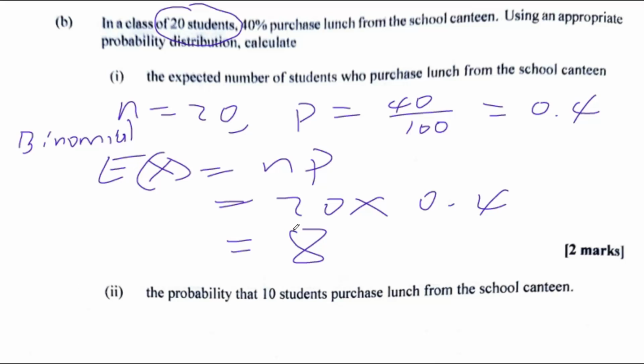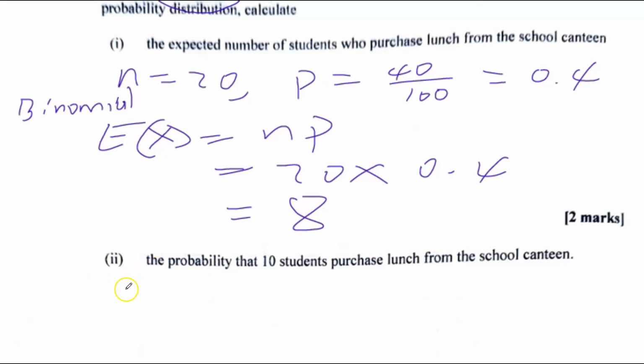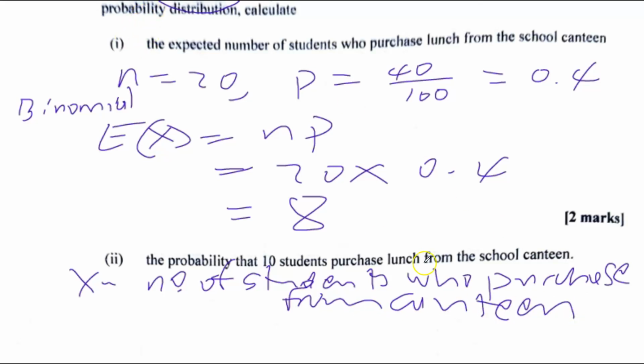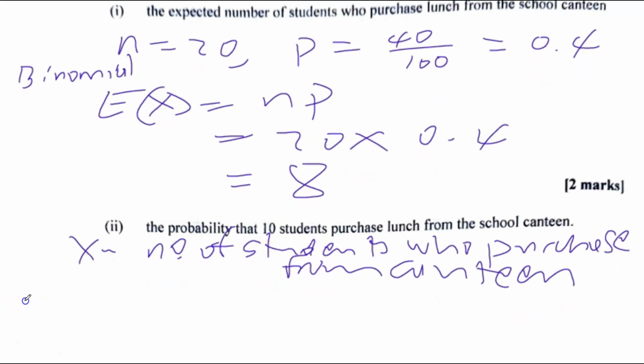Part 2, the probability that 10 students purchase lunch from the canteen. Alright, so let's use x. Of course, we can define x from up here. X represents the number of students who purchase lunch from the canteen. I should have defined x from up here, but alright, so we are doing the probability that x is equal to 10.